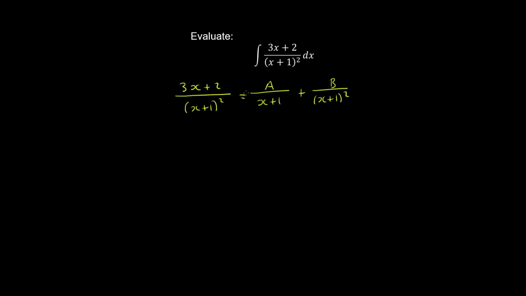And now we can multiply through by x plus 1 squared, so we get 3x plus 2 is equal to a by x plus 1 plus b. And now we can set x equal to minus 1, so what we get is b is equal to minus 3 plus 2 or minus 1. And if we equate coefficients of x, we get a is equal to 3. And as we can see, the integral becomes much easier to evaluate when it's in this form.